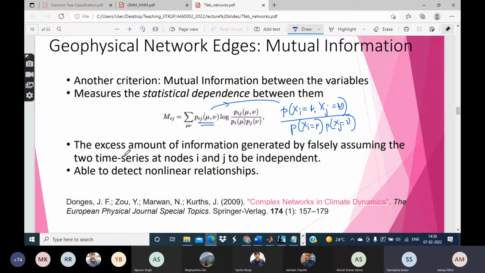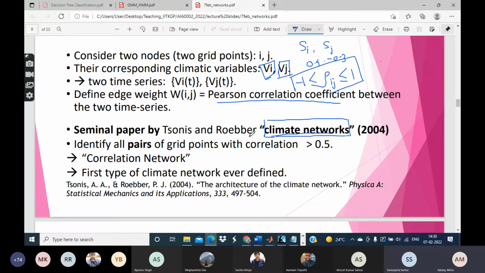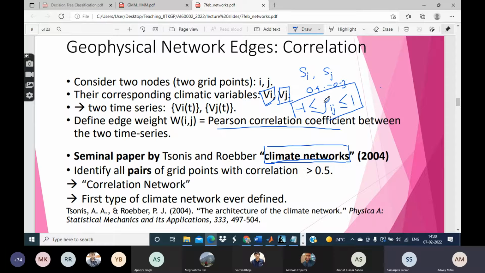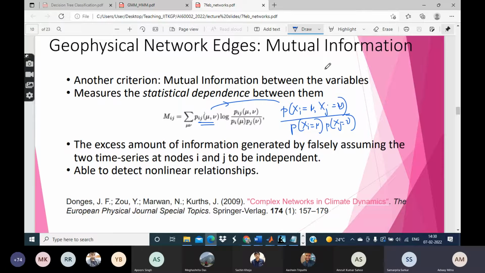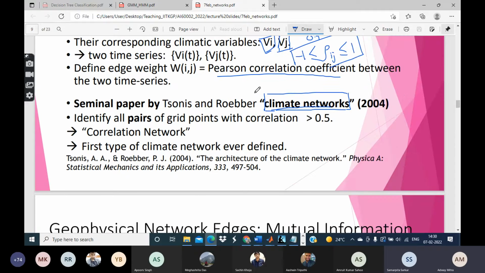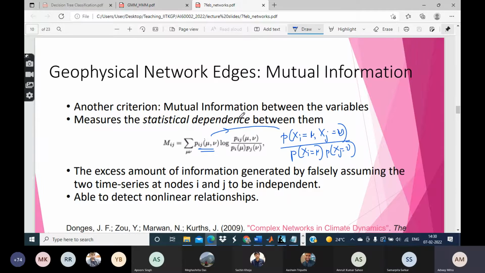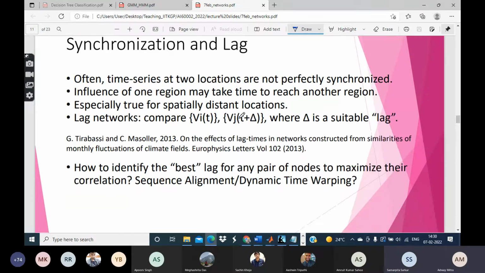Basically, it is the excess amount of information which can be generated by falsely assuming that the two are independent. This is somewhat stronger than the correlation coefficient, in the sense that the correlation coefficient is suitable only if the relation between the variables is linear. That's why Pearson's correlation is sometimes also known as the linear correlation coefficient. But if the relation between the two variables is non-linear, then the Pearson correlation coefficient is not very useful. In that case, mutual information is a better way. On the basis of mutual information also, we can construct a network.